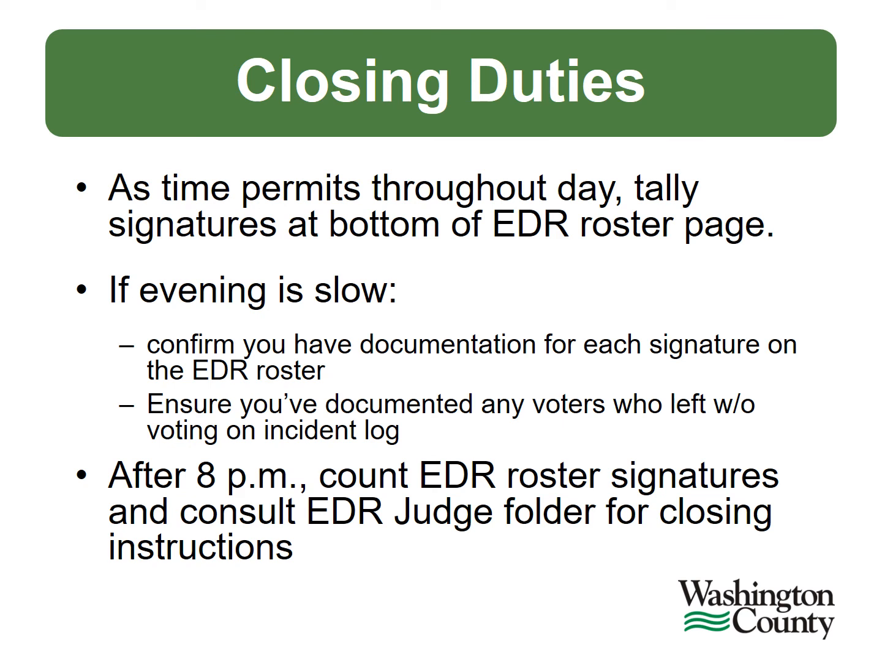There are a few steps you can do to get yourself ready for closing as the day goes on. Throughout the day, you may tally the signatures at the bottom of the EDR roster page. If the evening is slow, you can confirm you have documentation for each signature on the EDR roster page, as well as check your incident log to be sure you've documented any voters who left without voting. After 8 p.m. and after the last voter has moved through the precinct, count the EDR roster signatures and consult the EDR roster judge folder for further closing instructions.